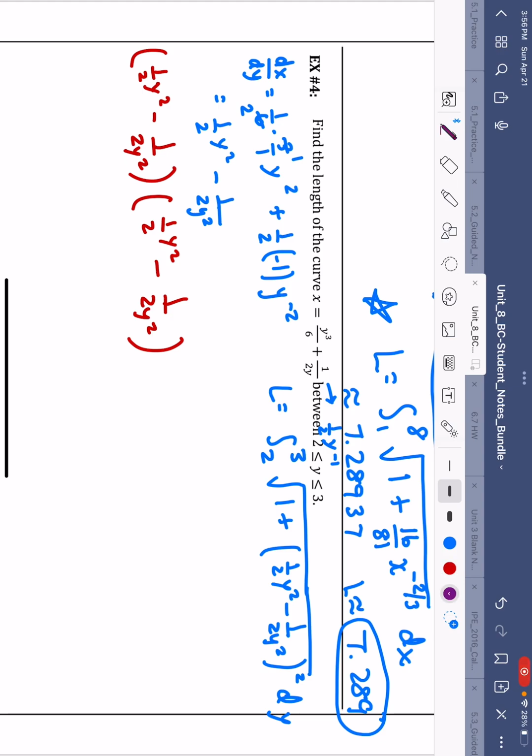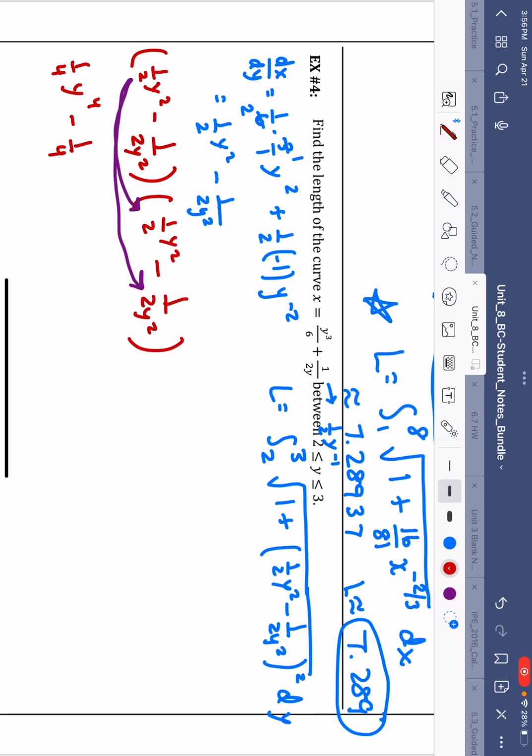And we take our first one times our first one. That's going to give us 1/4, and then y squared times y squared is y to the 4th. And then we're going to take our first one times our second one there. It's actually outer times outer. That's going to give us negative 1/4.